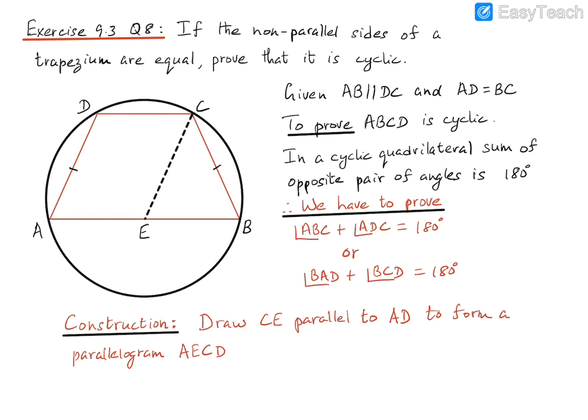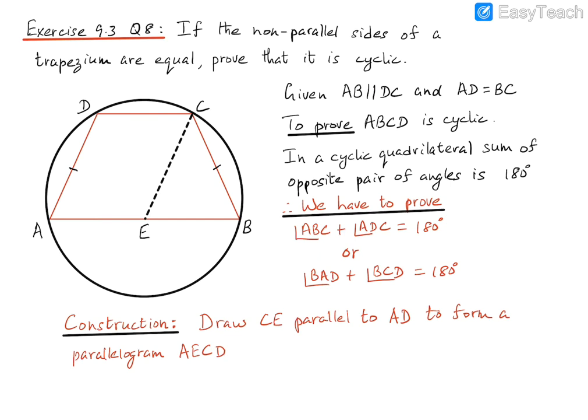So we have to prove that either pair of opposite angles has a sum equal to 180 degrees. Okay, so this is what we have to prove. And if we can prove that the sum of a pair of opposite angles in this quadrilateral ABCD is 180 degrees, then we would have proved that this is a cyclic quadrilateral.